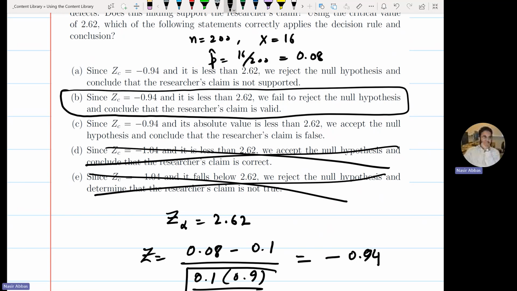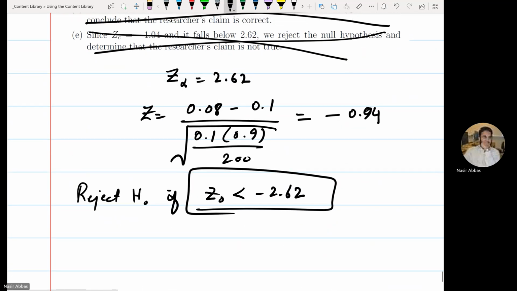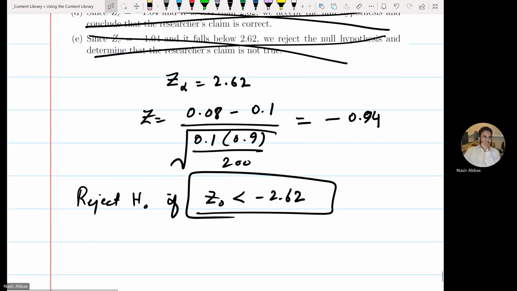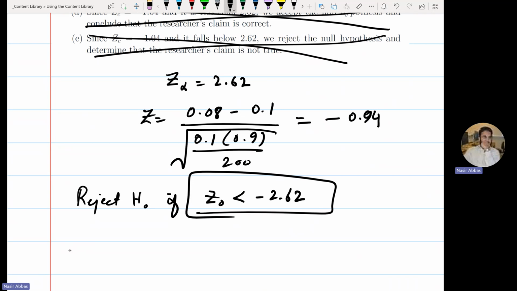You will not check the absolute. It's a one-sided hypothesis. You will not check the absolute. Write the opposite of this statement. Reject H0 if Z0 is less than. Write the opposite. When will you not reject?